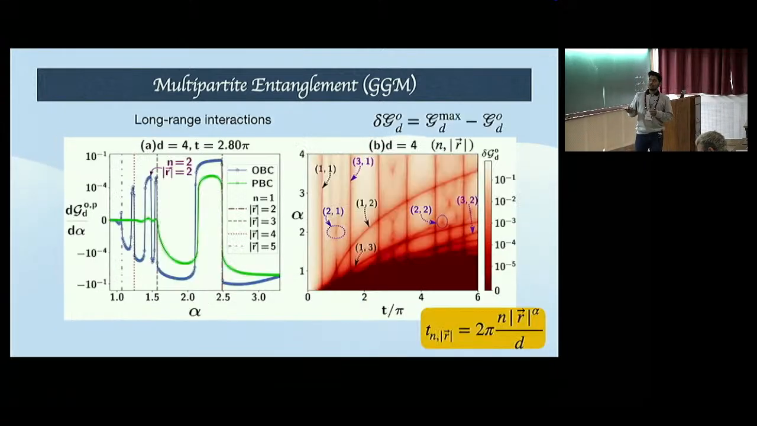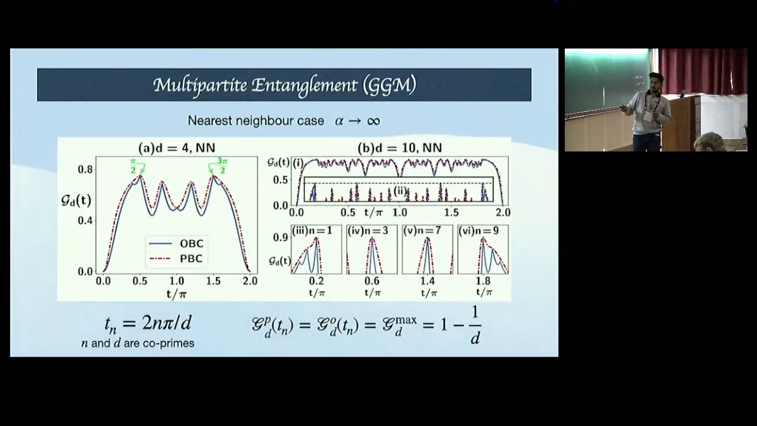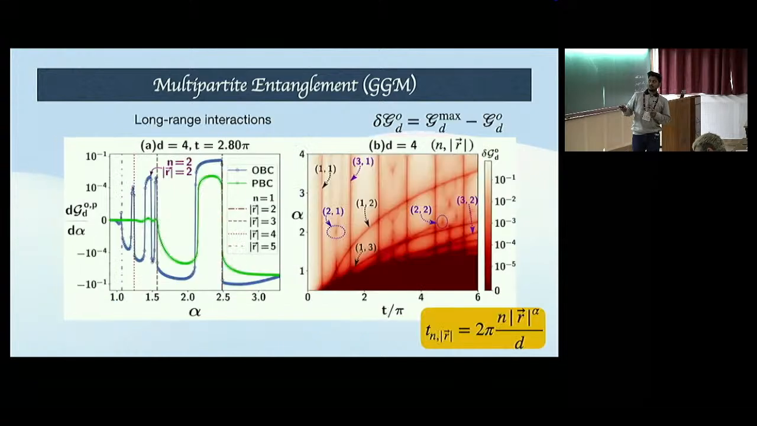To see the effects of long range interactions, we see that there are other discontinuities. First of all, this is the differential with respect to alpha, and the y-axis is in log scale. The periodic boundary condition is smooth, but changes its sign, whereas in open boundary condition, there's a clear discontinuity. There's another discontinuity as well. So we also look at the difference from the maximum value.